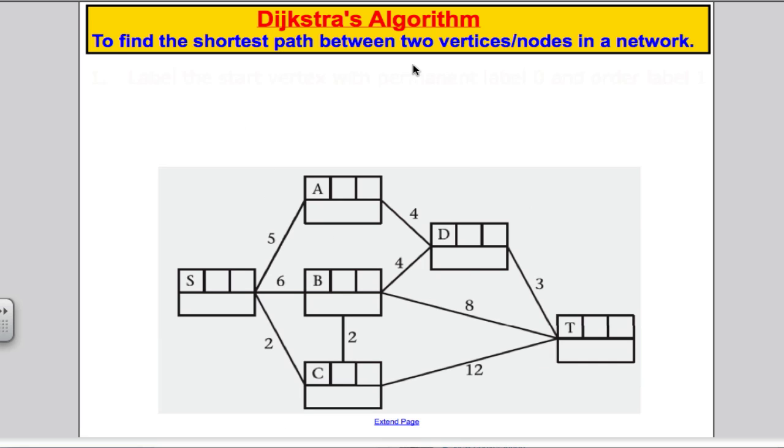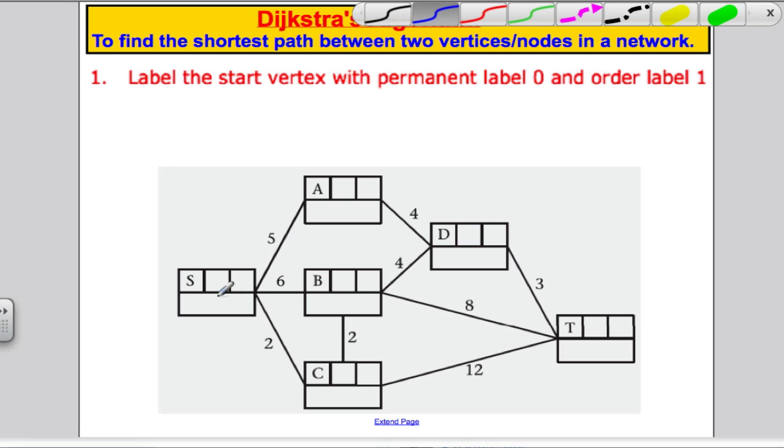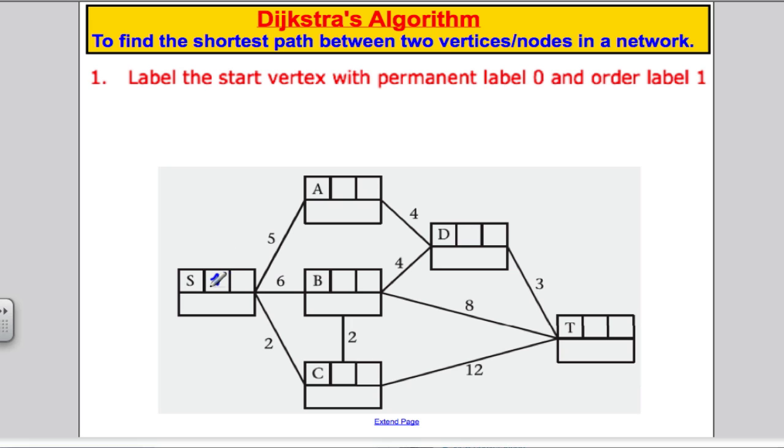Step 1. So what does step 1 say? Well, step 1 says, label the start vertex with a permanent label of 0 and an order label 1. So the order is 1 and the permanent is 0. What that's telling me is how much weight did it take to get from S to this point? Well, we're already at S, so it took me nothing. And 1 is the first vertex I've actually labelled. Okay? And it's as simple as that.